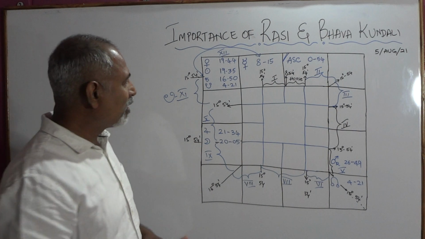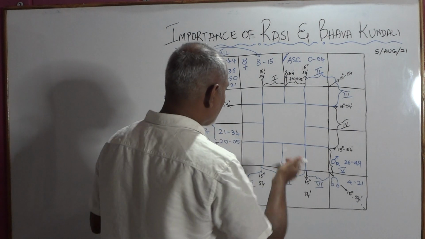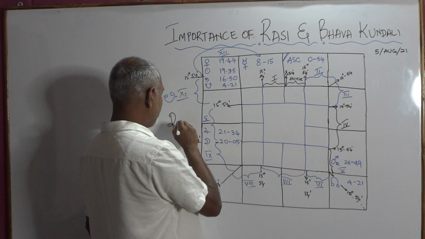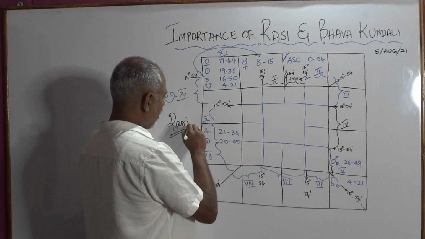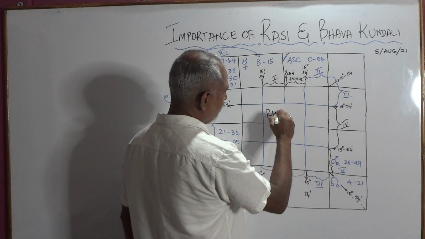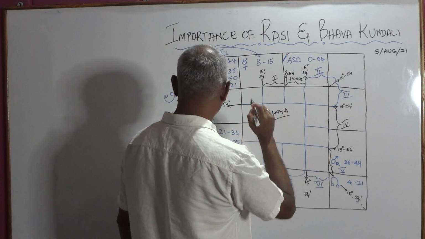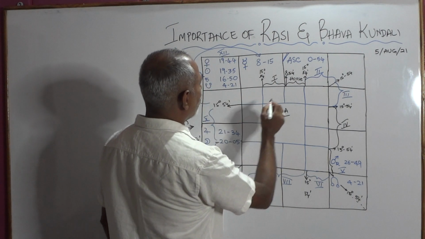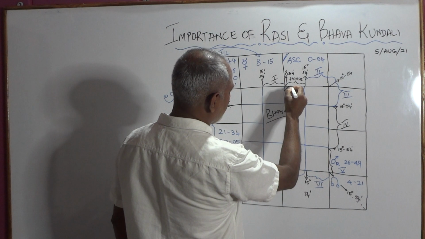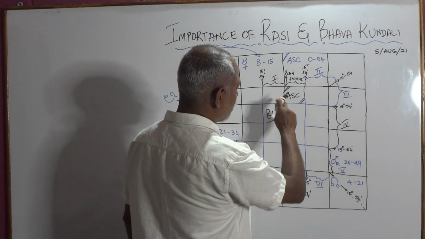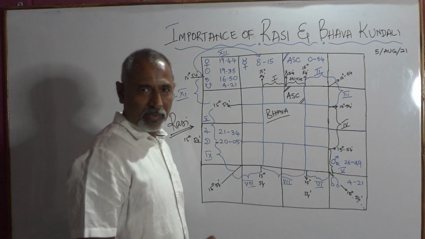So now let us write the Bhava chart. This is the Bhava chart. The outer shell is the Rashi chart, and this is the Bhava chart. Okay, so let us write now. So ascendant, that will not change. Please don't do something and put the ascendant somewhere.